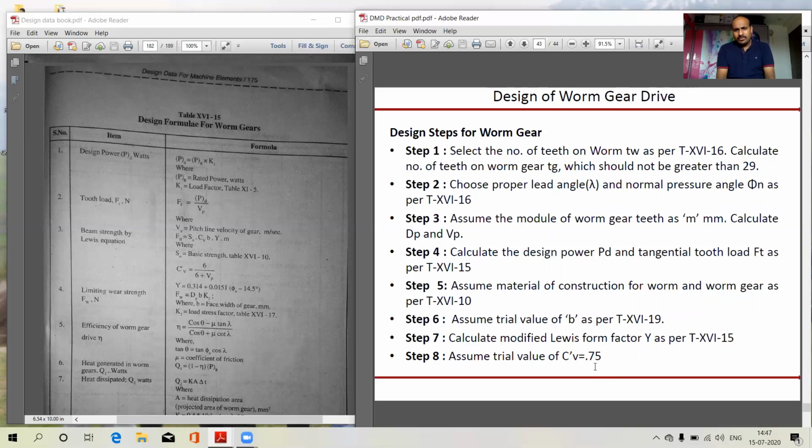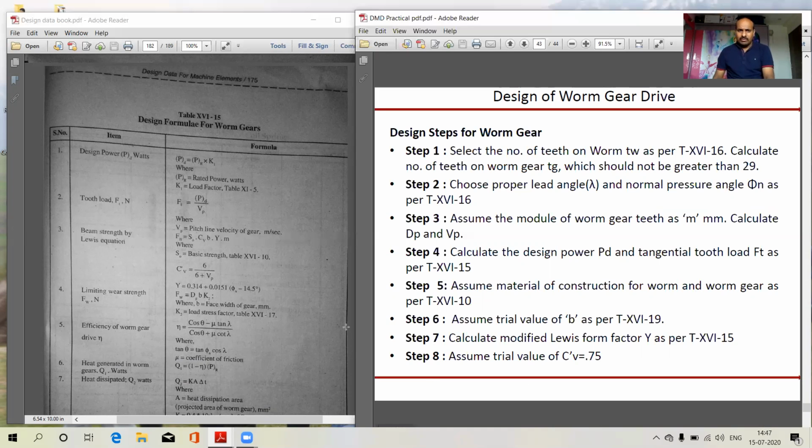Very first step, we have to assume some data here, as we don't know how to know the number of teeth on the worm. So first of all, select the number of teeth on worm. The number of teeth on worm is denoted by TW, T with suffix W. That W stands for worm.